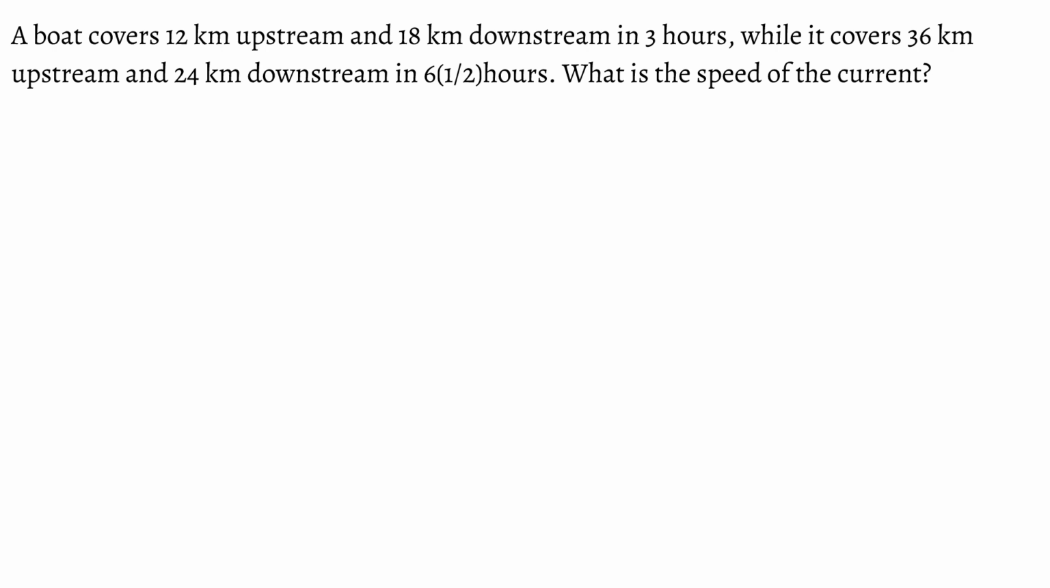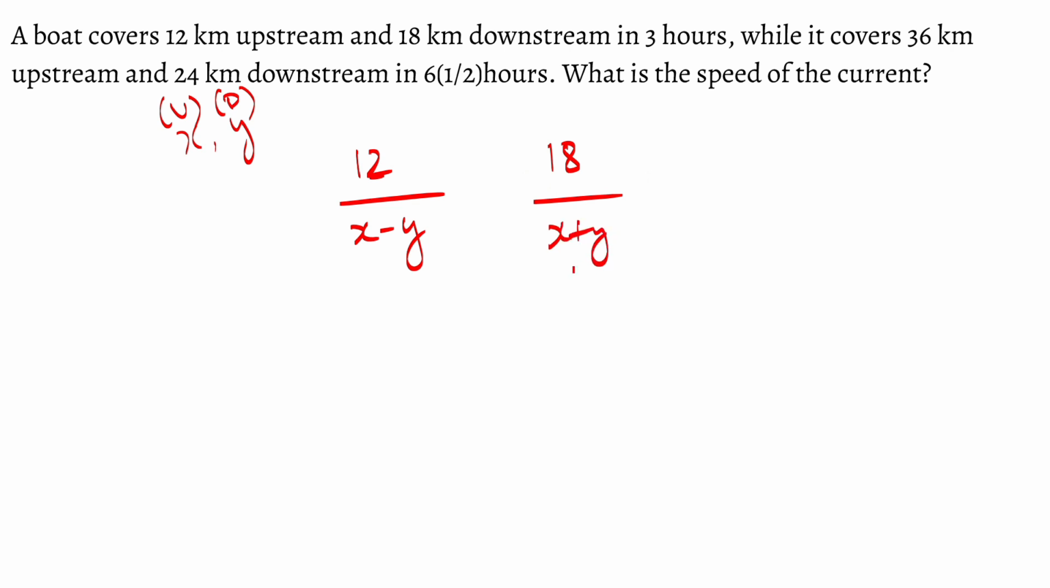Okay, let's solve this. A boat covers 12 kilometers upstream, so 12 kilometers is the distance, and 18 kilometers is the downstream, right? We don't know the speeds, so we let the speeds of the upstream and downstream be x and y respectively. So in upstream, what should we do? We should subtract, x minus y, and in downstream we must add the speeds, x plus y, right?